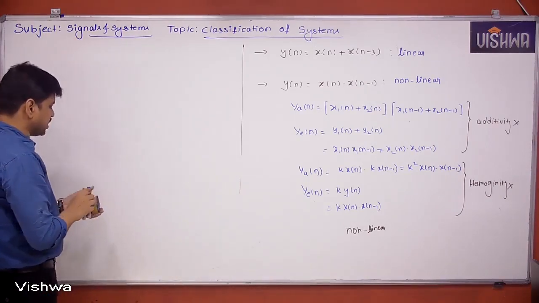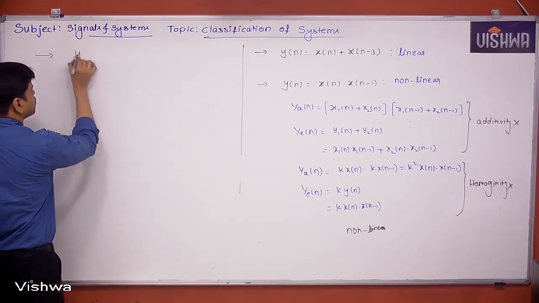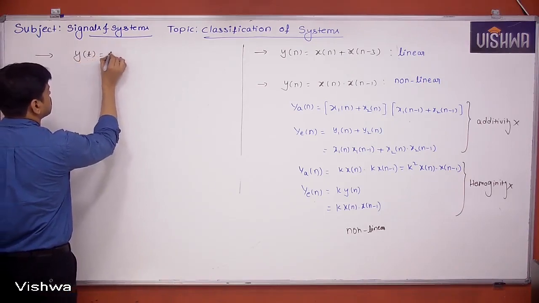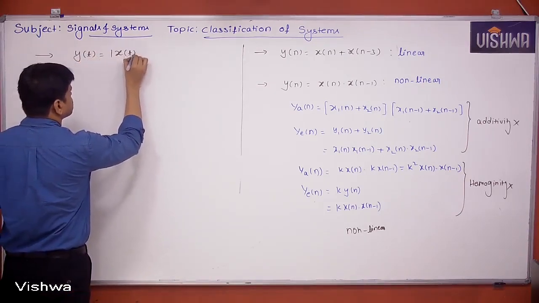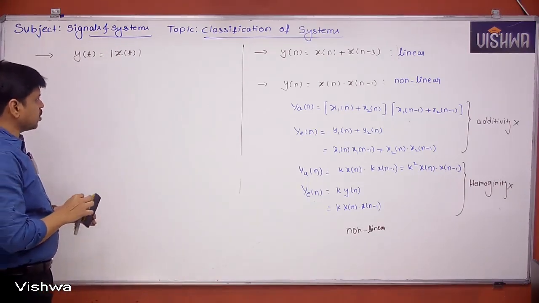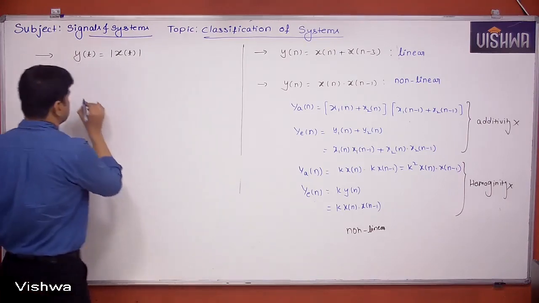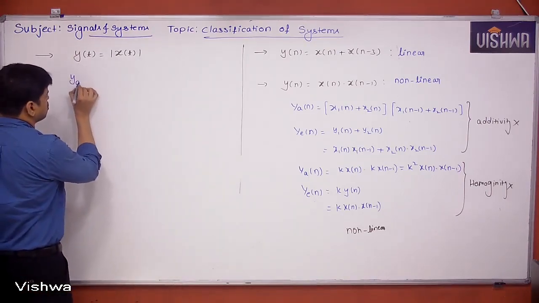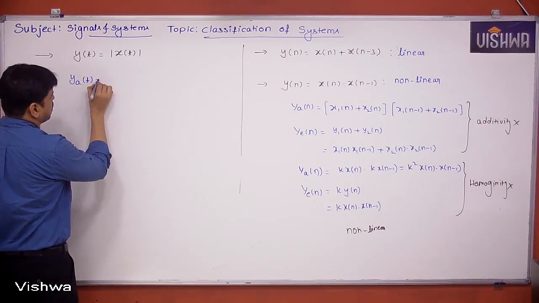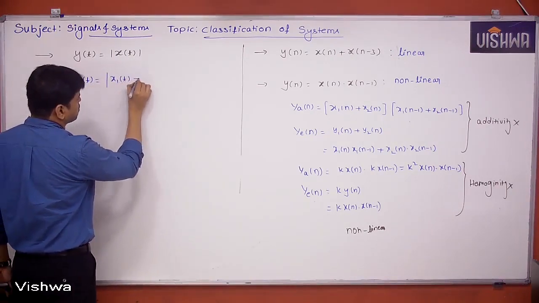Let's see the next example. y of t is equal to mod x of t. Is it linear or non-linear? It is definitely non-linear. How? If I go to find out additivity, the actual output is wherever x is there, that has to be replaced with x1 plus x2.